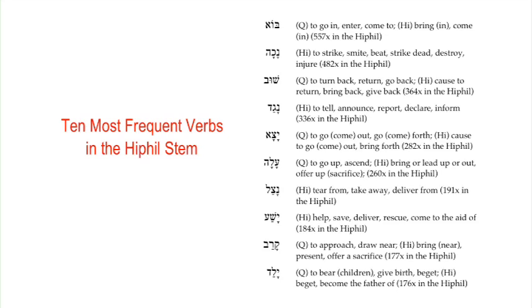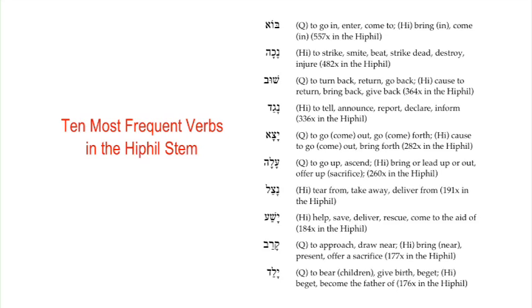In the Qal, it means to turn back, return, or go back. But in the Hiphil now, it means cause to return, or cause to bring back, or cause to give back. The causative nuance is maintained in all the different translations in the Hiphil. Let's look at verb number 5, yatzah. A very common verb in the Hebrew Bible, yatzah.